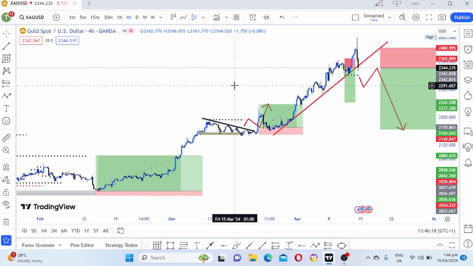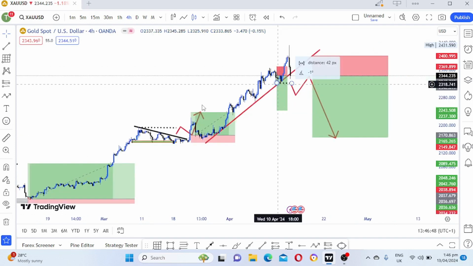Once we break this trend line, we wait for a retest. That is where we look to enter our sales, guys. But as you can see here, we were making higher highs and higher lows. This is our last higher low, and this is our last higher high. Once we break this higher low, let me quickly zoom in nicely so that you can see what I'm talking about. Okay, this is our last higher high. Let me just delete this.